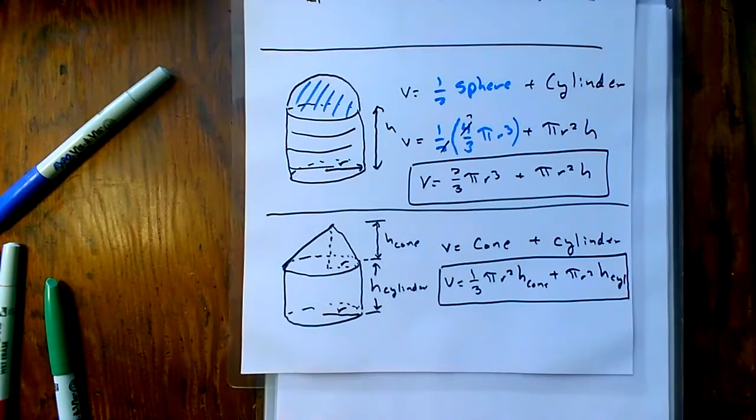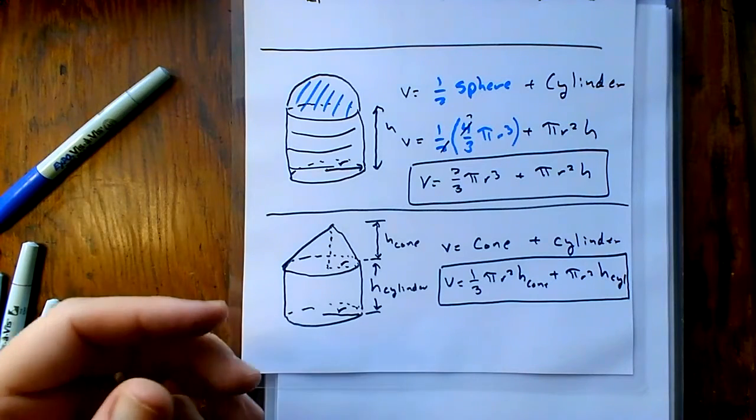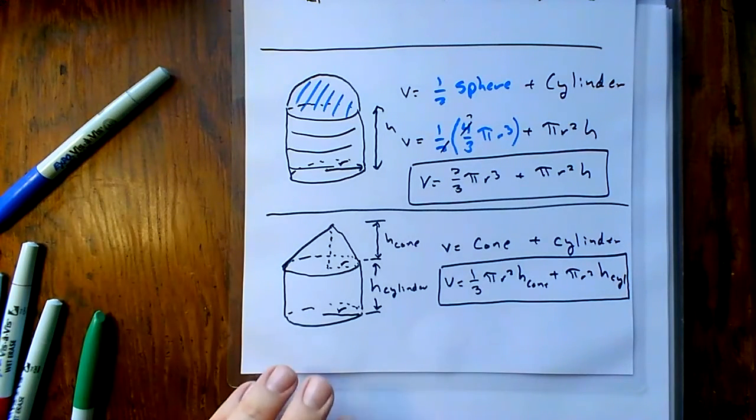So when you're doing these, you're going to discover that it's just a matter of looking at these as the combination of multiple shapes, and that will help you figure out what your overall volume is.